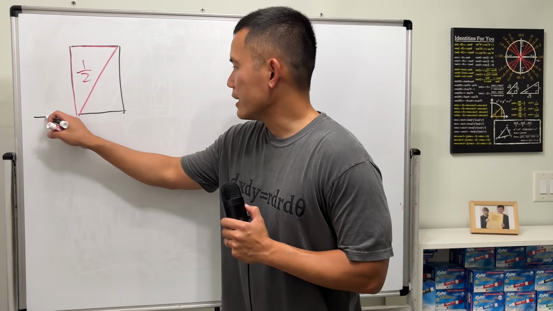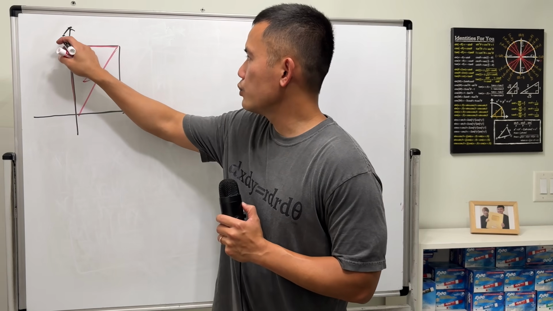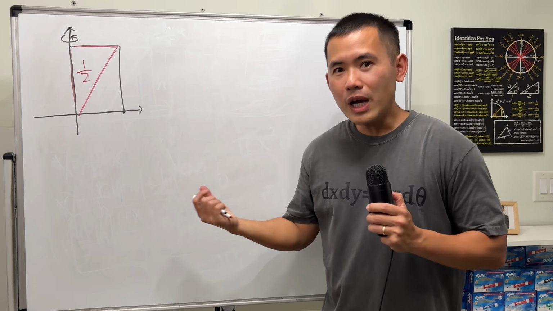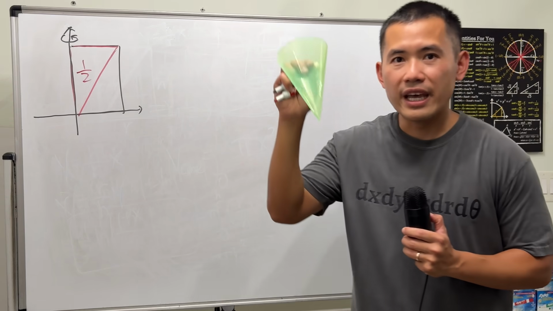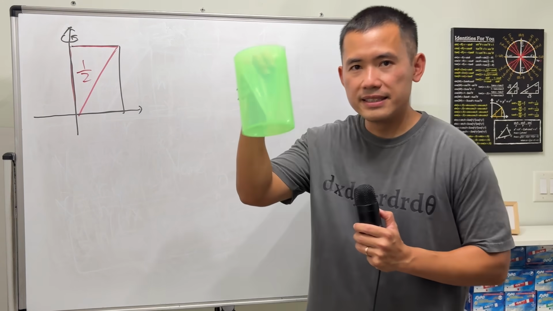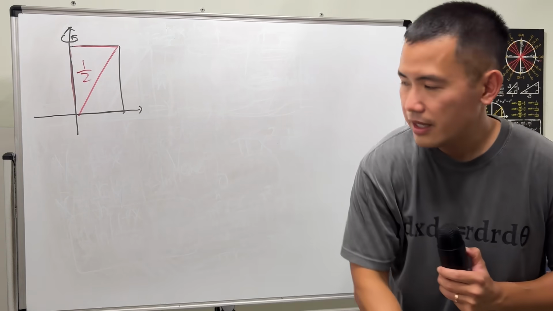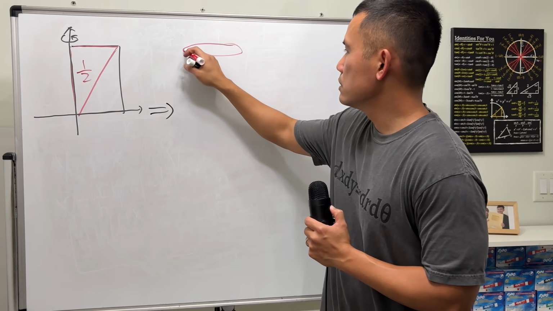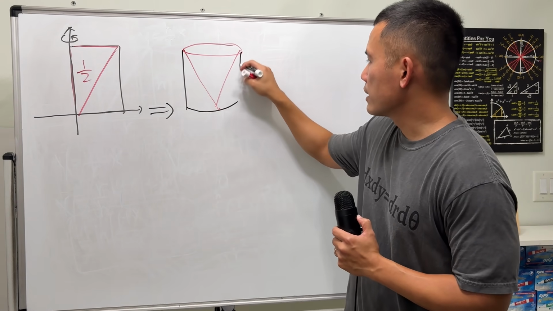Now, I'm going to put down the x-axis here, and then the y-axis here, and do a rotation about the y-axis, like this. So what are we going to get though? From the triangle, we will end up with a cone. And then from the rectangle, we will end up with a cylinder. So we will have a cone instead of a cylinder like this. And let me just put the picture down for you guys real quick. Here is the cone. And then we have the cylinder that goes around it, like so.